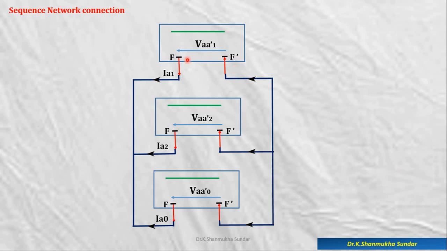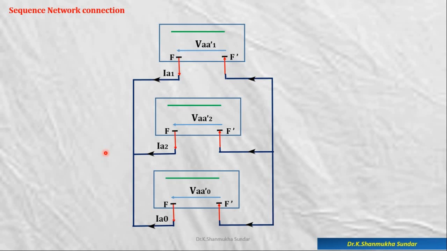Is it clear? So now these three sequence networks are connected in parallel, which will satisfy VAA-1 is equal to VAA-2 is equal to VAA-0. At the same time you can see IA1, this node, IA2 incoming, IA0 is also incoming. So therefore the sum of IA1 plus IA2 plus IA0 is equal to 0 as per KCL. So that's what we have seen in the previous slide. So both the equations will match. So this is how the sequence network connections are made for one line open, that is one conductor open fault.